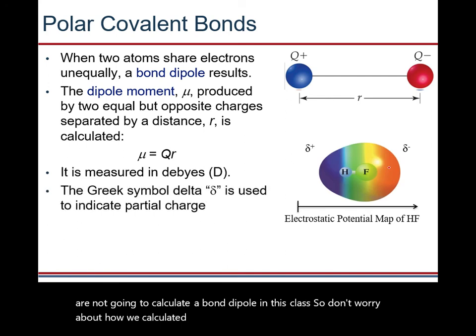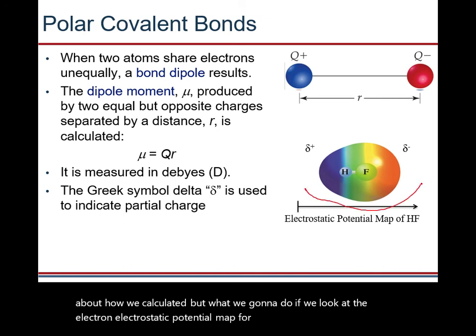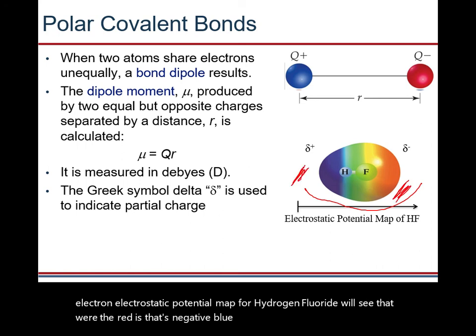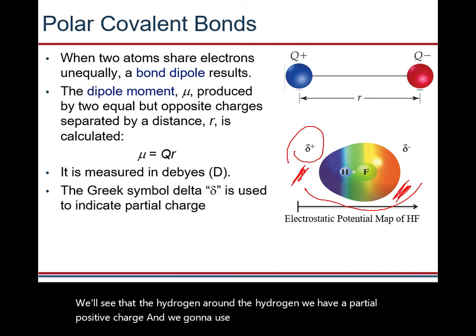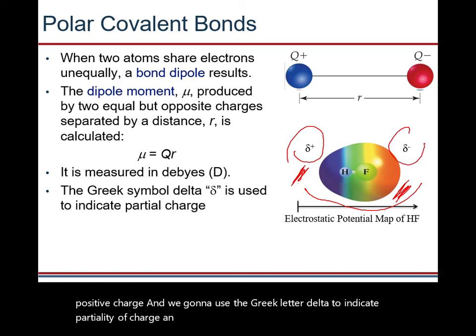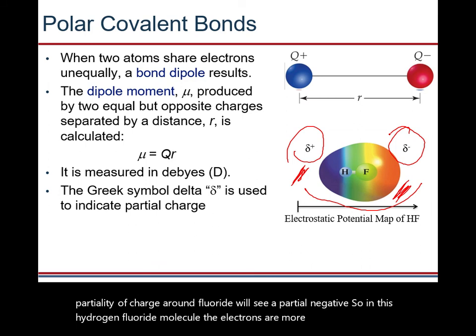But if we look at the electrostatic potential map for hydrogen fluoride, we'll see that where the red is, that's negative, and blue is positive. Around the hydrogen, we have a partial positive charge, and we're going to use the Greek letter delta to indicate partiality of charge. And around fluorine, we'll see a partial negative. So in this hydrogen fluoride molecule, the electrons are more toward the fluorine than they are the hydrogen.